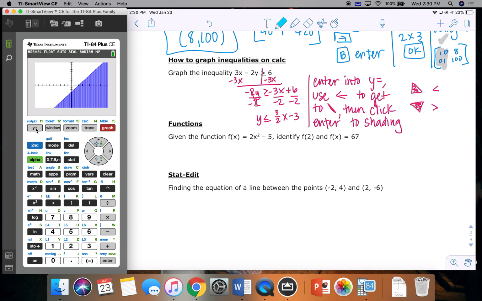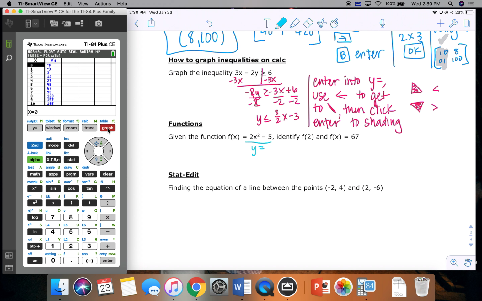Functions. Given the function 2x squared minus 5, identify these two pieces. So this is going to go in y equals 2x squared minus 5. And then I'm looking for a couple of things in the table. So I clicked second and graph to get to the table. Inside the parentheses is an x, so I'm looking for where x equals 2 for f of 2. So I'm going to scroll down. When x is 2, y is 3.